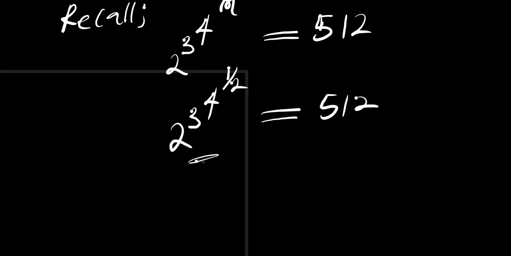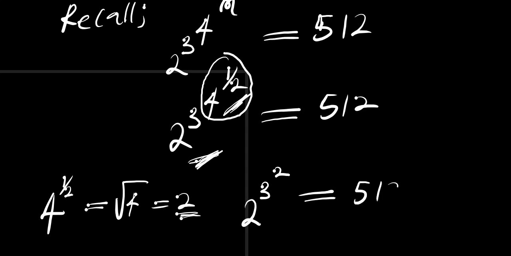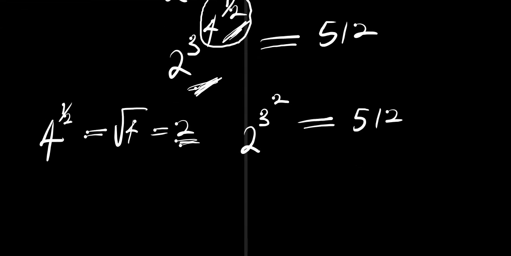So whenever you have an exponential problem like this, you start from the top two numbers. So we're going to have 4 to the power of 1 over 2. If you have 4 to the power of 1 over 2, this simply means the square root of 4, and this is 2. So that means we are going to replace these two numbers here with 2. So we are going to have 2 to the power of 3 to the power of 2. Now we have 512. So we go again.